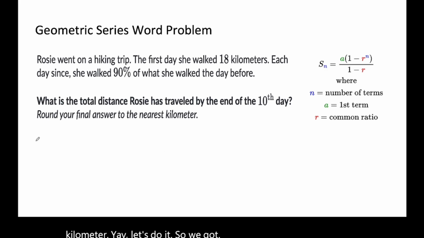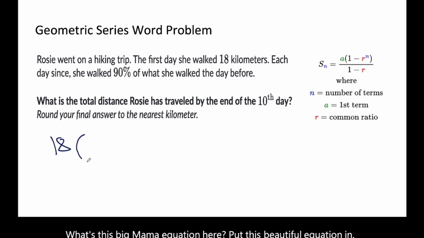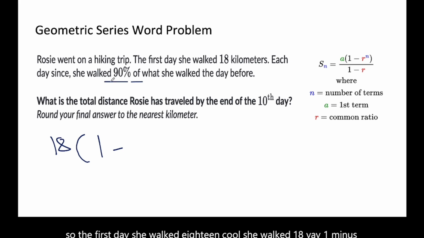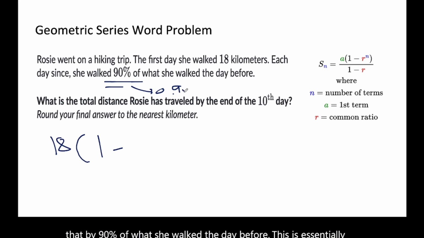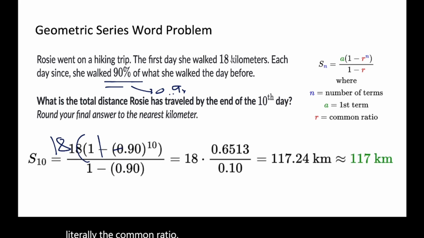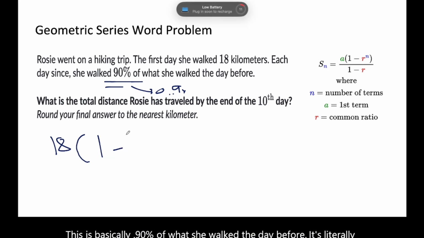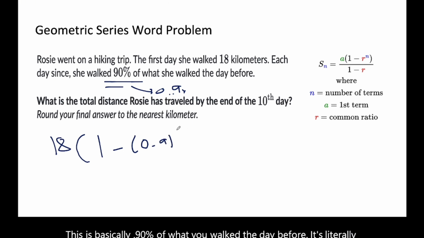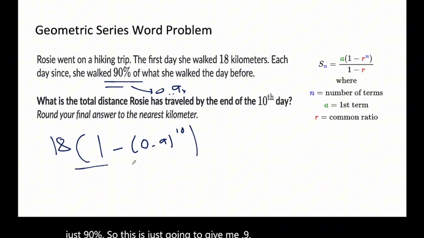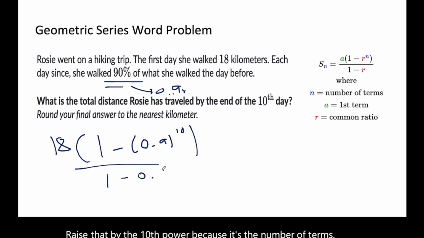So the first day she walked 18. Then 1 minus the common ratio, which is 90% of what she walked the day before. This is essentially equal to 0.9x, so this gives me 0.9. This is literally the common ratio, basically 90% of what she walked the day before. Raise that to the 10th power, because that's the number of terms. Divide this by 1 minus 0.9. And then you get your answer from that.